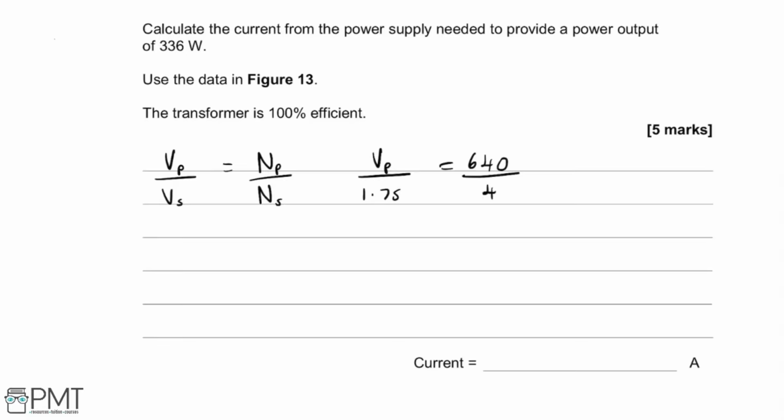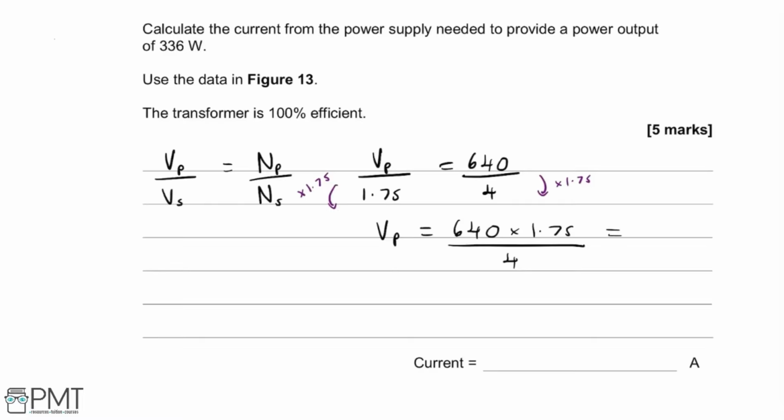So we're just going to need to do a tiny bit of rearranging to get the potential difference in the primary coil. It's not too much. All we need to do is multiply both sides by 1.75 to get potential difference in the primary coil on its own on the left. So potential difference in the primary coil equals 640 times 1.75 divided by 4.